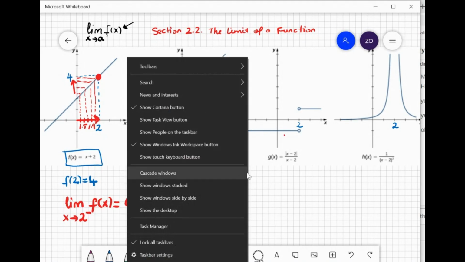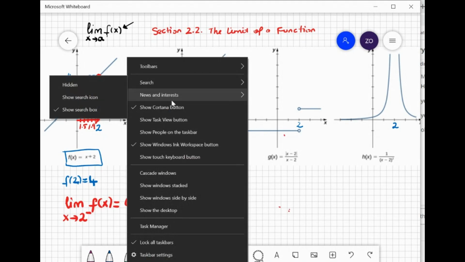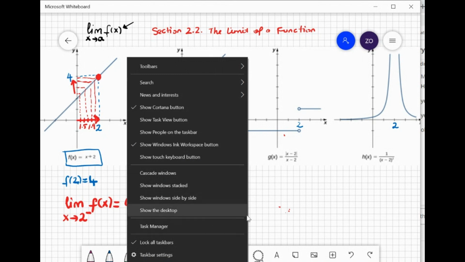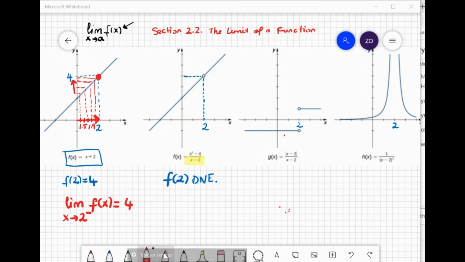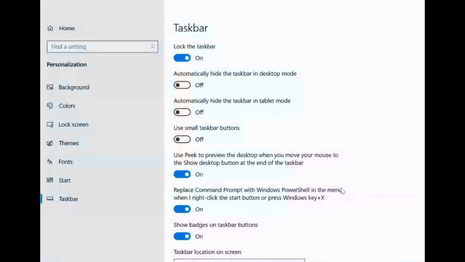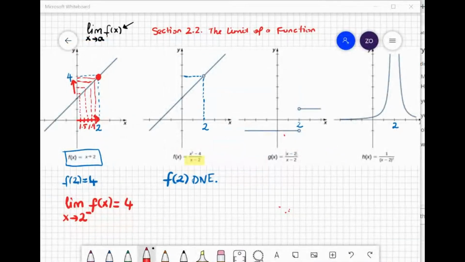Oops, sorry. Okay. Say that again. Okay. Sometimes the menu doesn't go away. Okay. So which one do you want to go over?